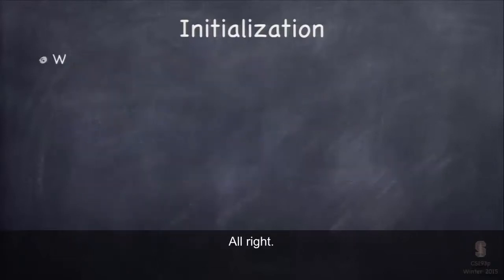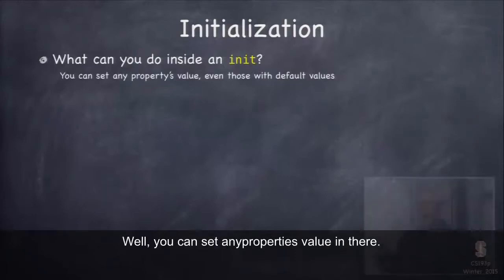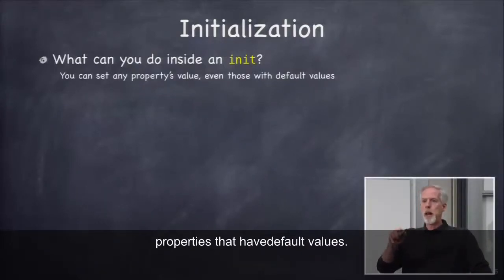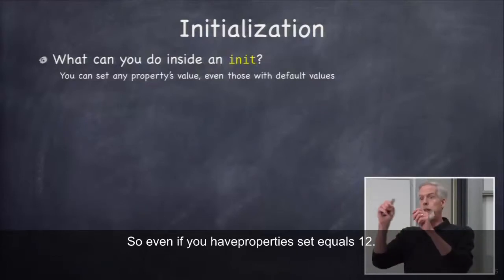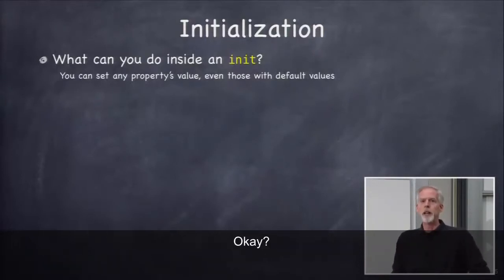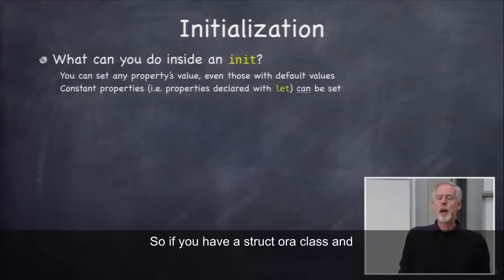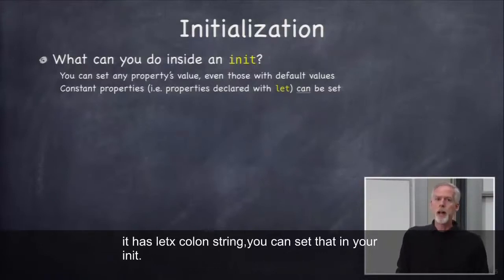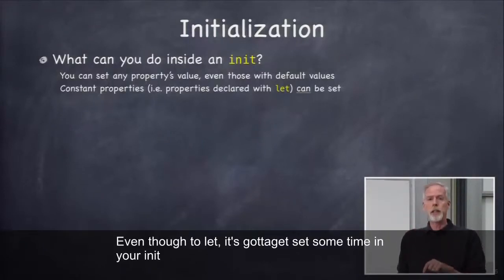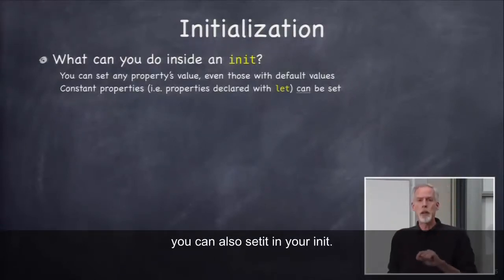Okay? All right. So what can you do inside of init? We saw what we did in calculator brain. We initialized some stuff. But what can you do? Well, you can set any property's value in there. You can even set properties that have default values. So even if you have a property and you said equals 12, in your init you could reset that to something else if you changed your mind. You can also set constant properties. So if you have a struct or a class and it has let x colon string, you can set that in your init. Even though it's a let, it's got to get set sometime. In your init is when you can set it. You can also say equals something, but you could also set it in your init.